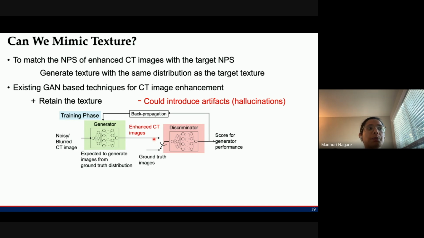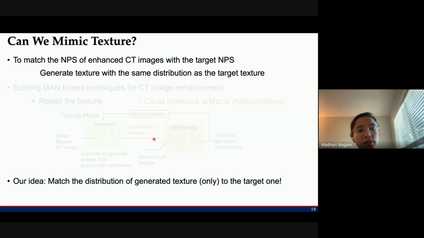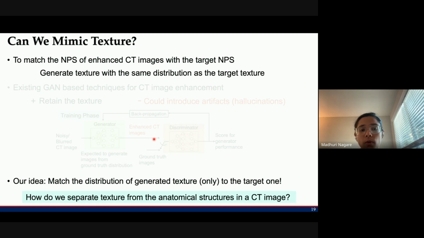It just checks if the enhanced image looks like a CT image or not. So it could have some artifacts or hallucination or fake details. That's not desirable. So our idea is to match the distribution of the generated texture only to the target one. But the main question is, how do we separate texture from anatomy in the CT images? Because as you have seen in those images, they are pretty embedded and we don't have a separate scan for the texture and anatomy.